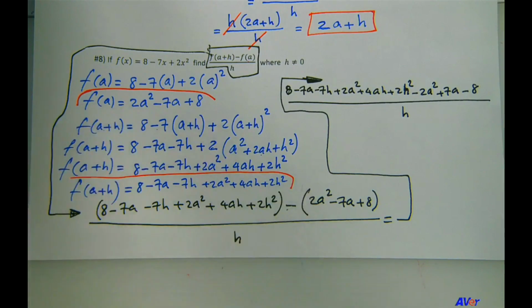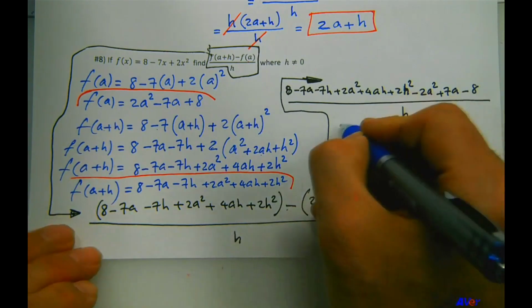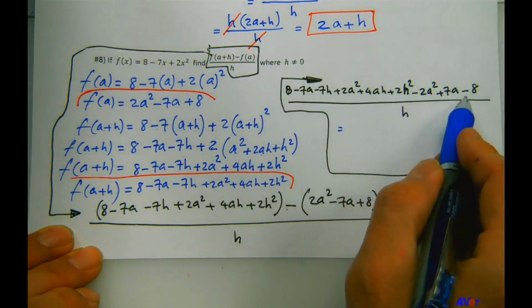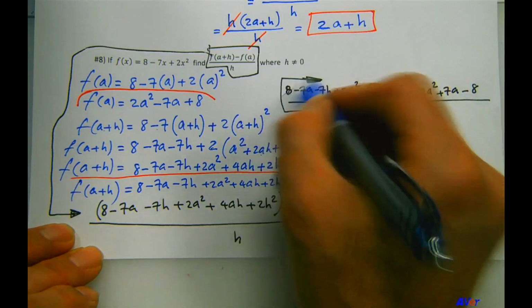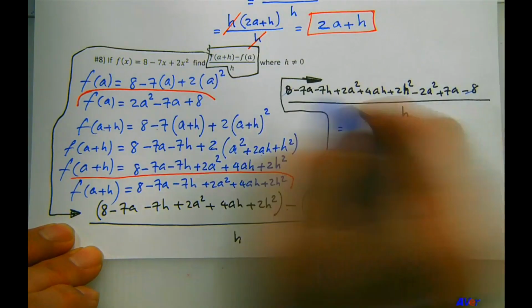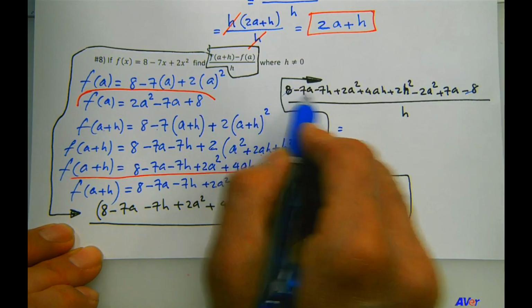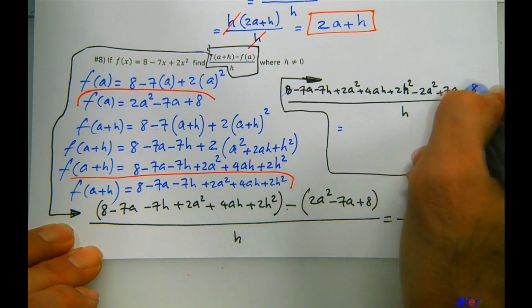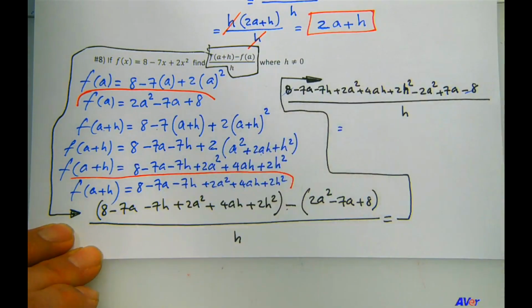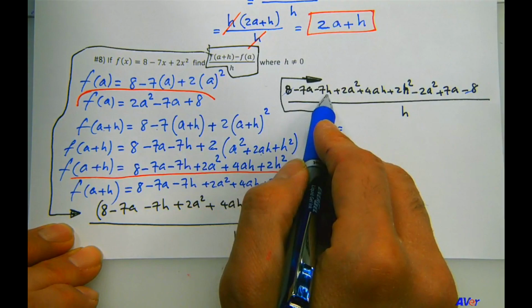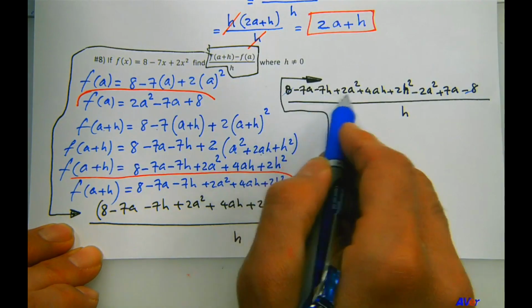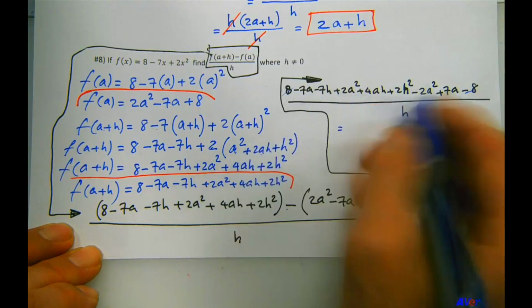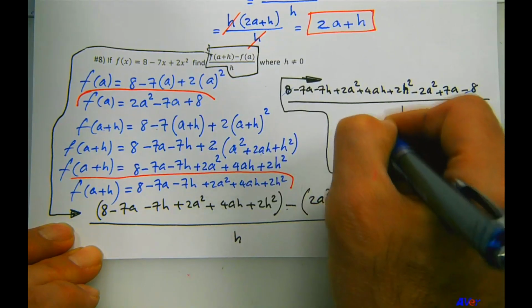Okay, so let's see what we can do to simplify this expression. Can we combine 8 with any number here? Yes, 8 and minus 8 add up to 0. How about the negative 7a? Is there any other a term here? Yes, we have a positive 7a. So positive 7a and negative 7a add up to 0. How about the h? Negative 7h, no, there's no other h term. So let me write that down, minus 7h.